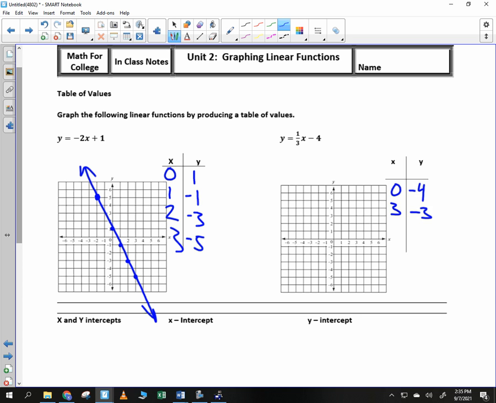What other number do you think I could plug in? 6. I love 6. 1/3 of 6 is 2. Minus 4 is negative 2. So when you see a fraction, look for what divides evenly into that. I plot them, 0, negative 4, 3, negative 3, 6, negative 2, and you have your line. Can you graph by making a table? Good. Look at the next one.